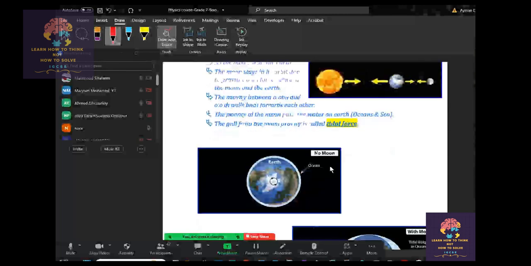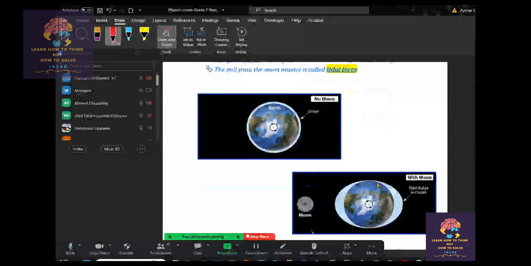If we look at the picture, you can see the earth and a thin layer on the earth called the ocean. This picture would be achieved only if there is no moon. If we didn't have a moon, we would not have any tide. So this would be the surface of the water on the earth if there is no moon. But what if we have the moon?